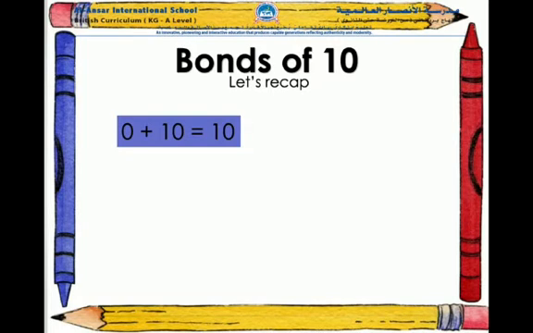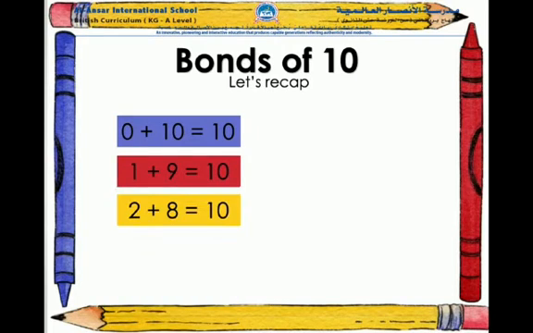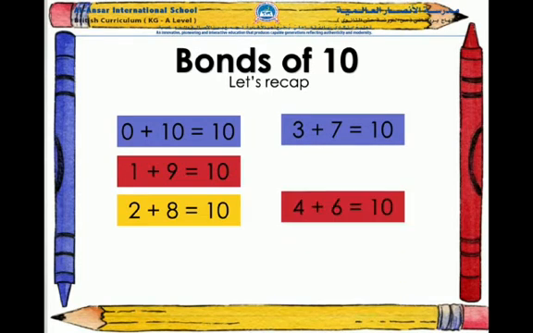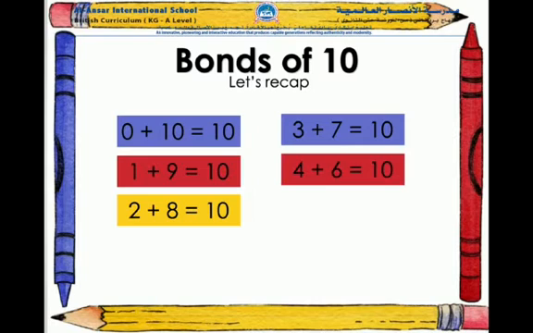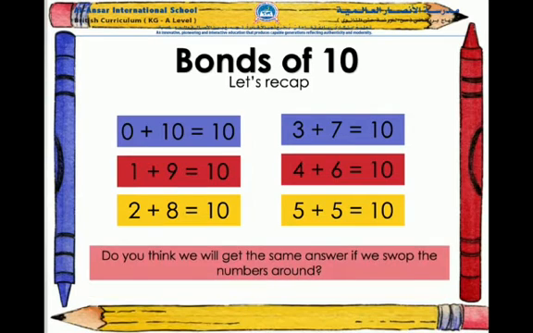Now let's check it. We have 0 and 10 makes 10, 1 and 9 makes 10, 2 and 8 makes 10, 3 and 7 makes 10, 4 and 6 makes 10, and 5 and 5 makes 10.